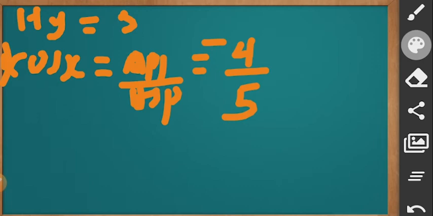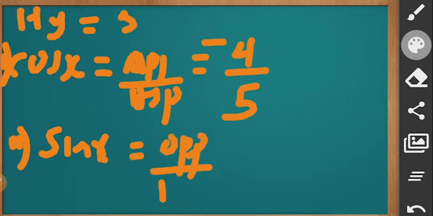Okay. Roman 2. They want us to find sin x. Sin x is opposite over hypotenuse. I've told you how to get this from SOHCAHTOA. Our opposite is 3 over hypotenuse, which is 5.